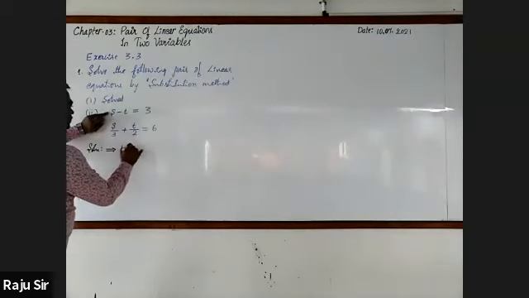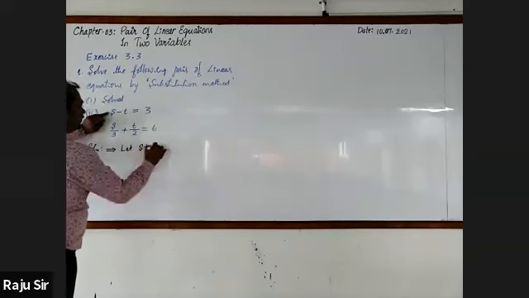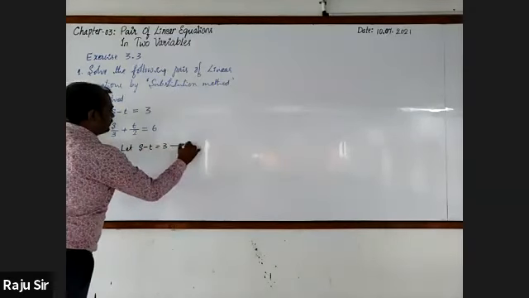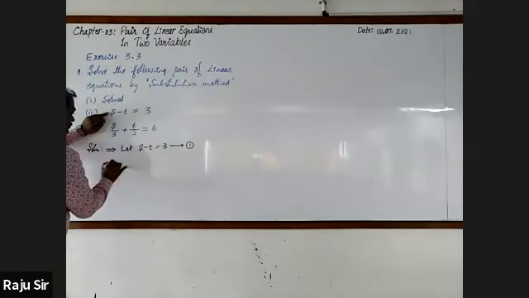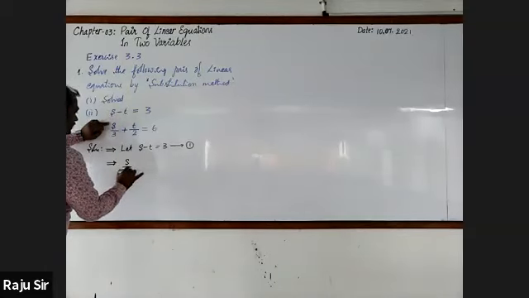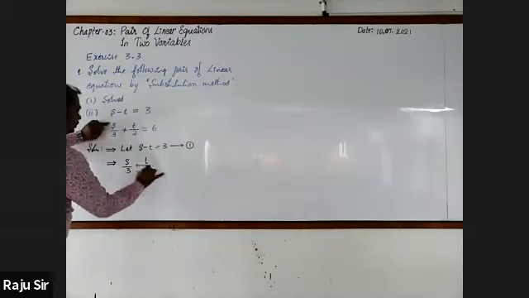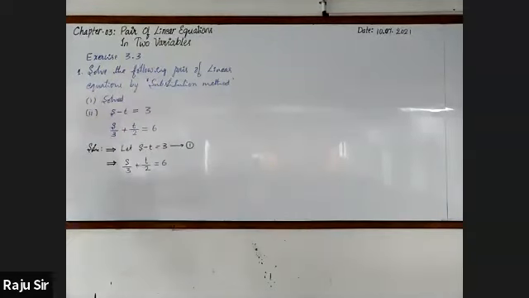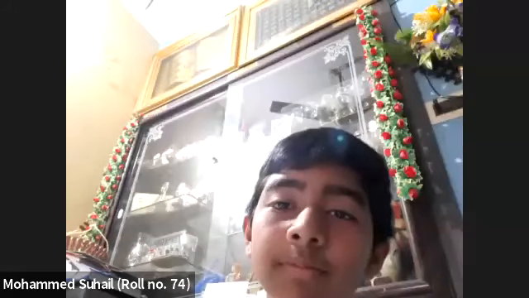I take S minus T is equal to 3 as the first equation. And the second equation is S by 3 plus T by 2 is equal to 6. Observe it. In the second equation, in the denominator, we have numbers. So can we simplify by taking the LCM? Yes, sir. What is the LCM? 6, sir.